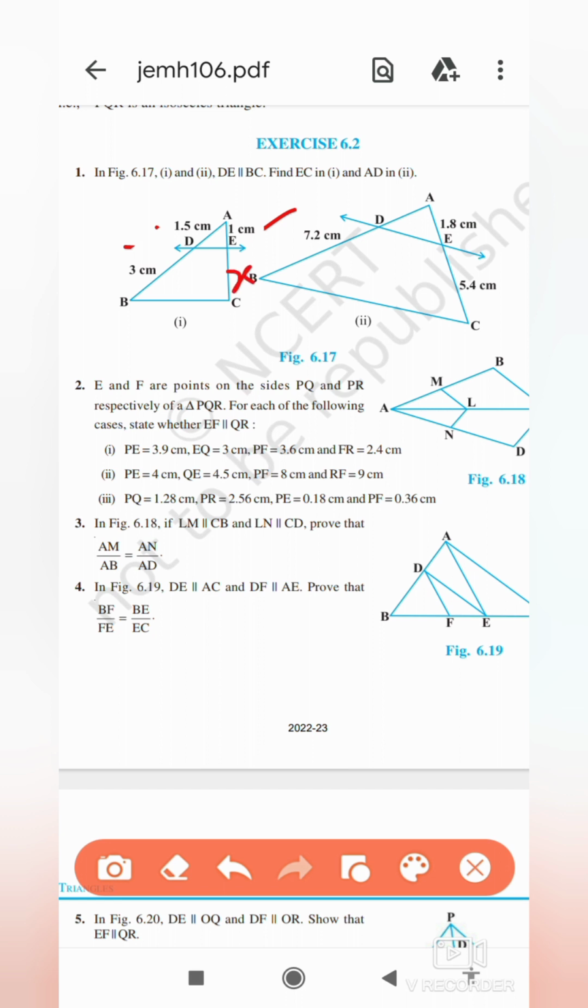In the second figure, again I am given a triangle, and it is stated in the same way that DE is parallel to BC. Now it is given AB is 7.2 centimeter, AE is 1.8 centimeter, and EC is 5.4 centimeter. I need to find AD, which I put as some X. So now we will be solving the problem.